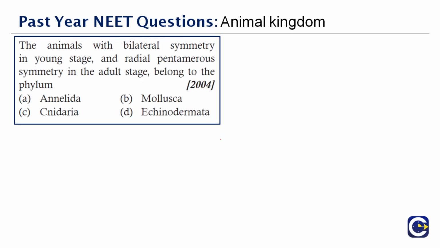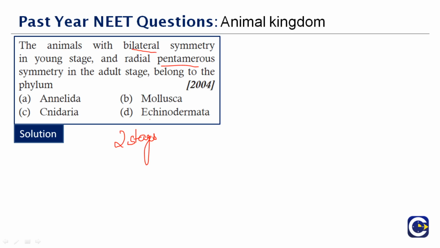Next question: the animals with bilateral symmetry in young stage and radial pentamerous symmetry in adult stage belong to the phylum of dash. We have four options here: Annelida, Mollusca, Cnidaria, and Echinodermata. Echinodermata shows bilateral symmetry in their larval stage and pentamerous radial symmetry in their adult stage. So the question is very unique, where it explains about the two stages: one is the pentamerous and the other is the bilateral symmetry.